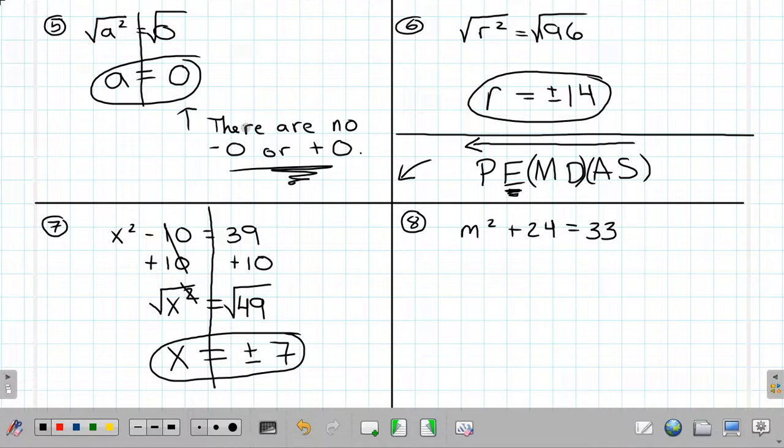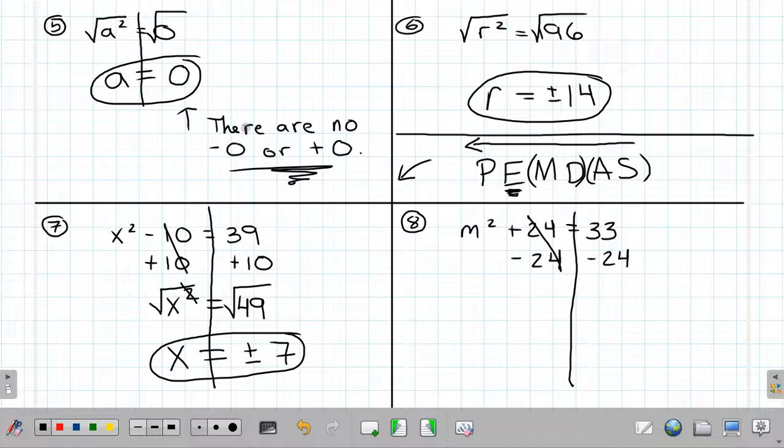If we look at number 8, let's speed this up a little bit. Same kind of thing. We have m squared plus 24 is equal to 33. The exponent would be squared. So in this case, we would square m, then add 24. That means if we're going backwards, and we always have to remember we're working backwards when we solve an equation, we need to subtract 24, then we can take the square root. So subtract 24.